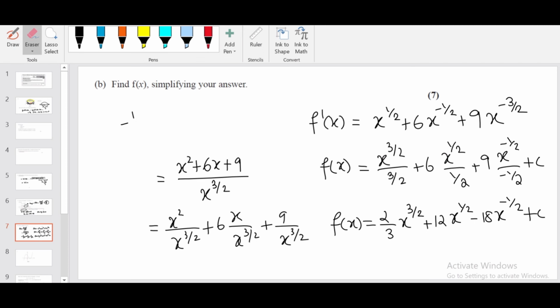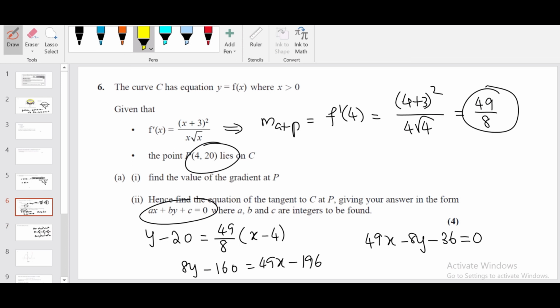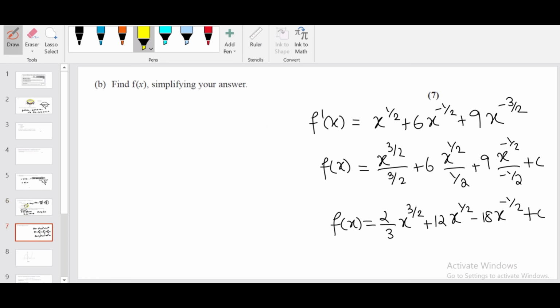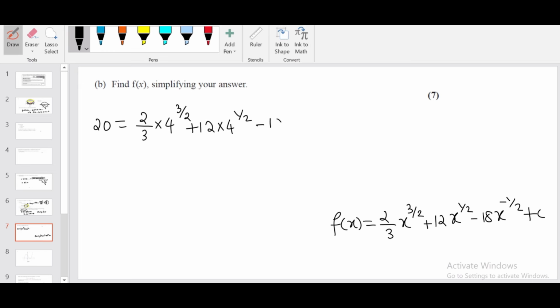And then you need to find the value of c now. We have a point given, P of 4 comma 20. Use the point to find c. I'm going to replace f of x by 20, x by 4: 2 over 3 times 4 power 3 over 2, plus 12 times 4 power half, minus 18 times 4 to the power negative half, plus c. You need to carefully simplify this. Sometimes typing everything in your calculator will not be helpful, so it's better to do it manually.